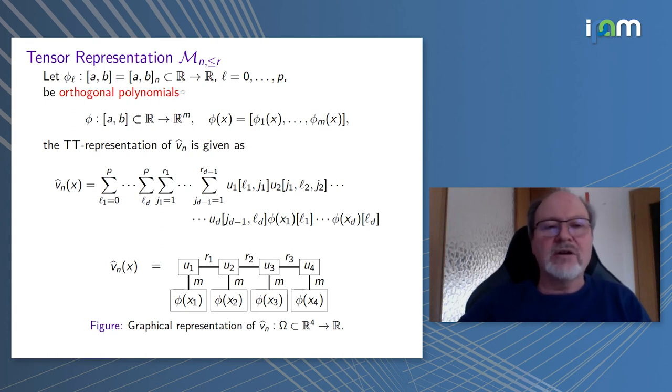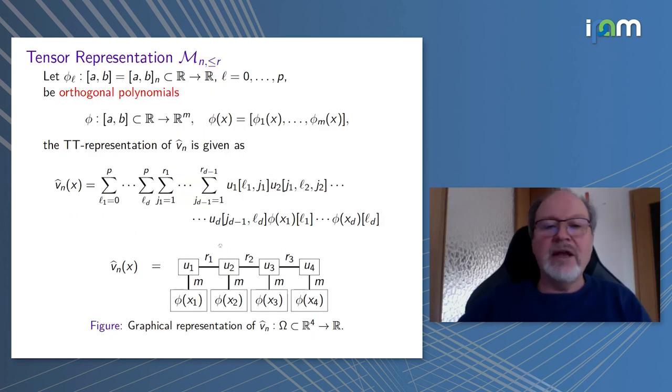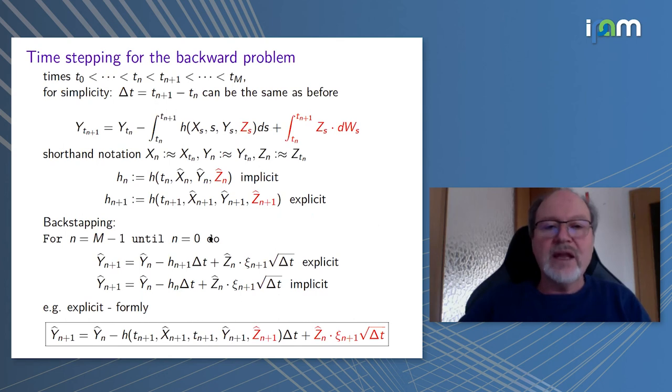In our case concretely, we use univariate orthogonal polynomials, and we build up a tensor product basis of these polynomials, and the linear coefficients in front we represent by tensor trains or matrix product states. Okay, and I come a little bit later to this optimization problem. And now I can look at the backward scheme.